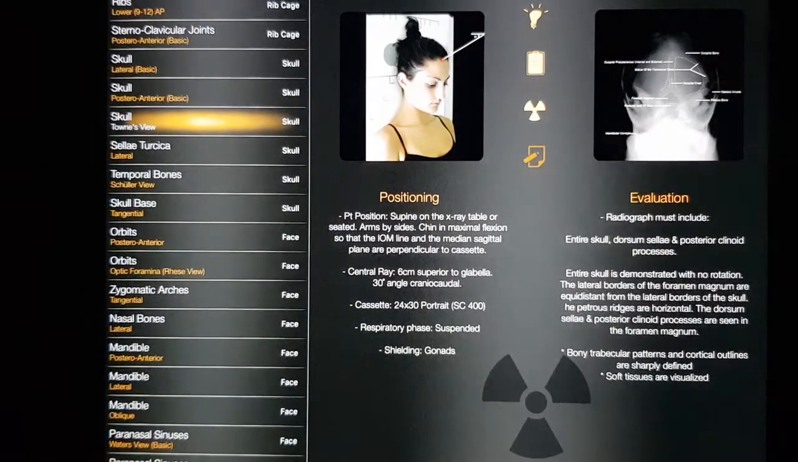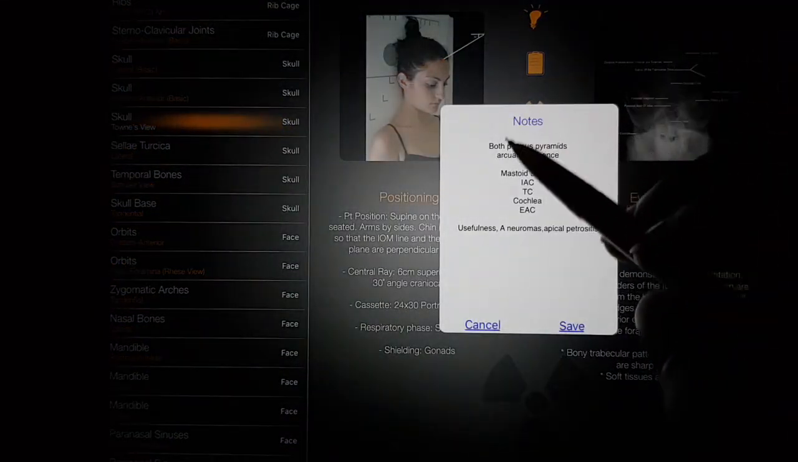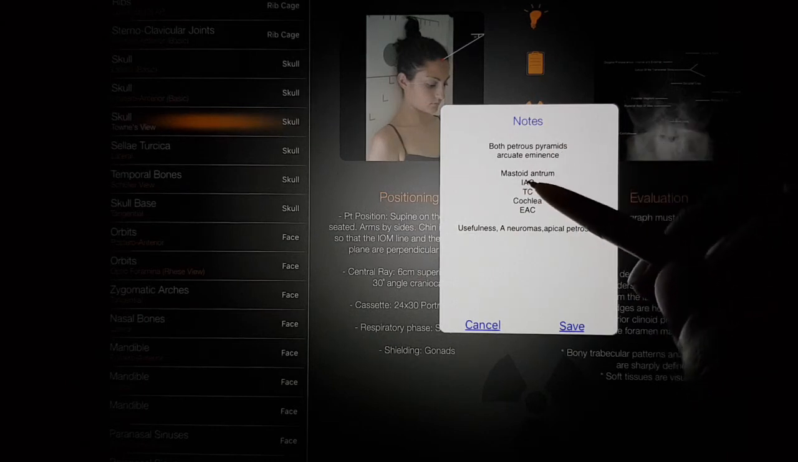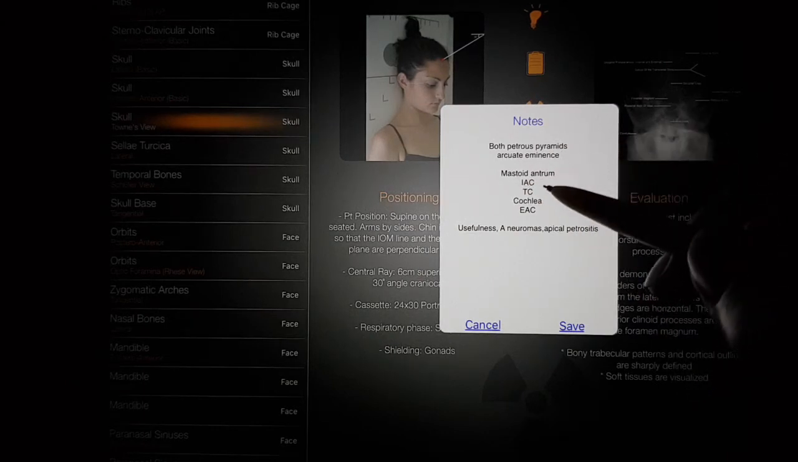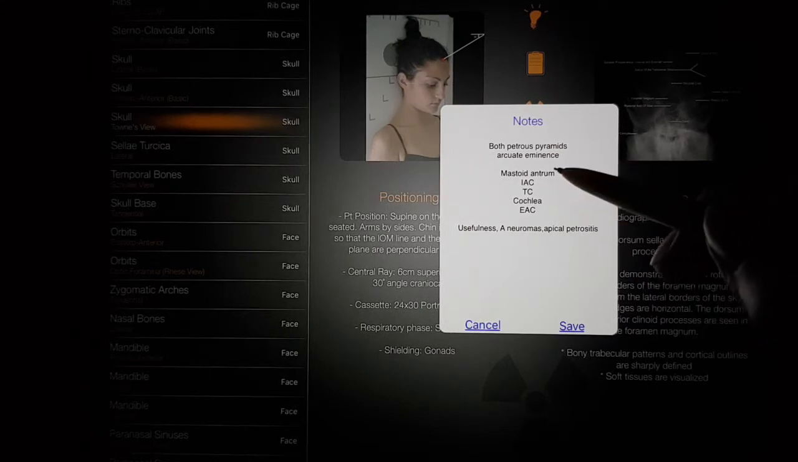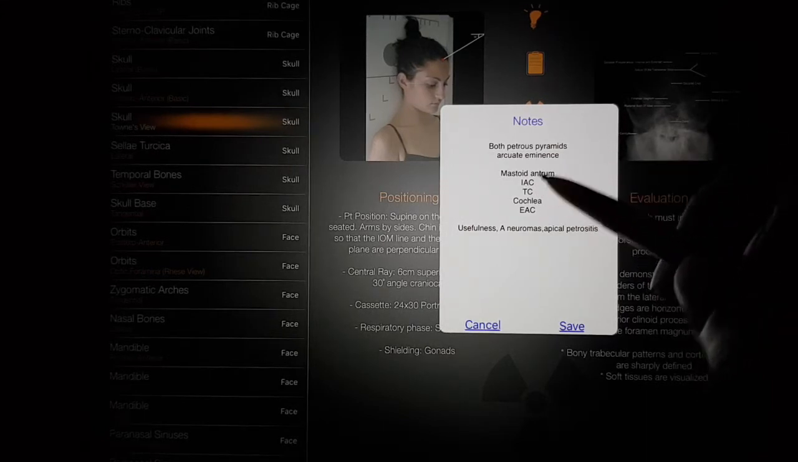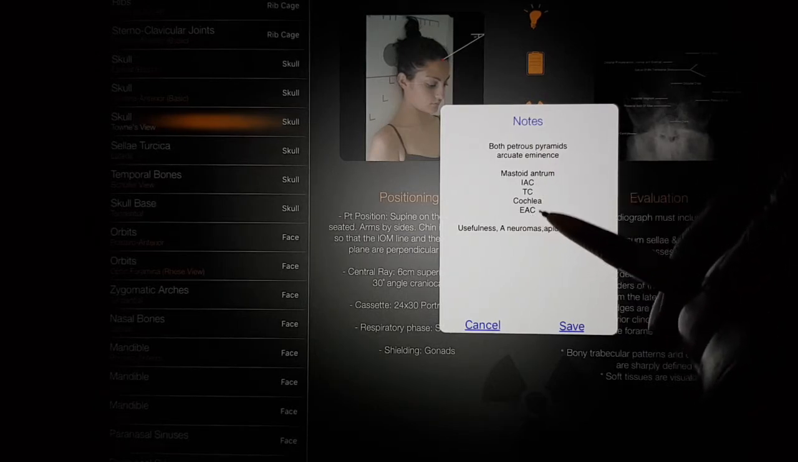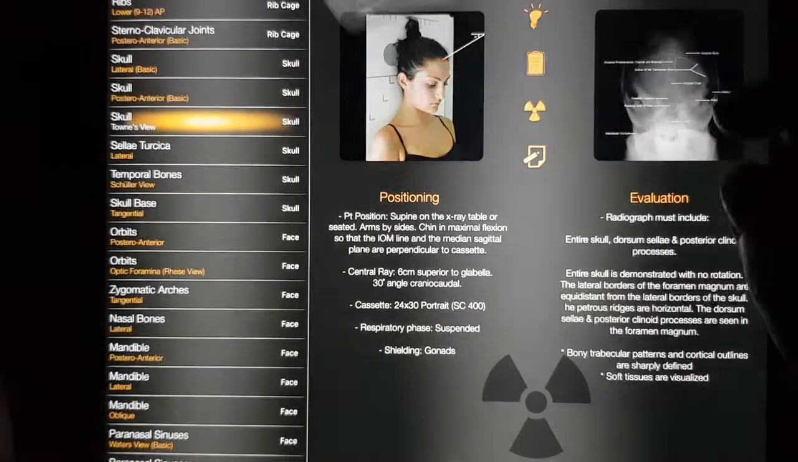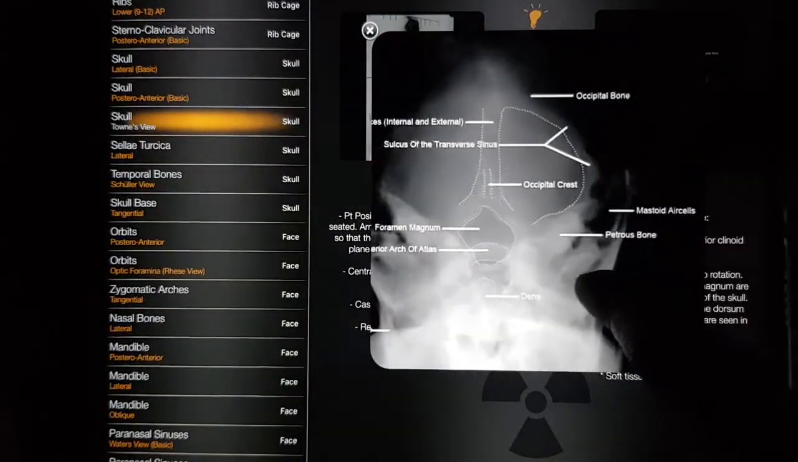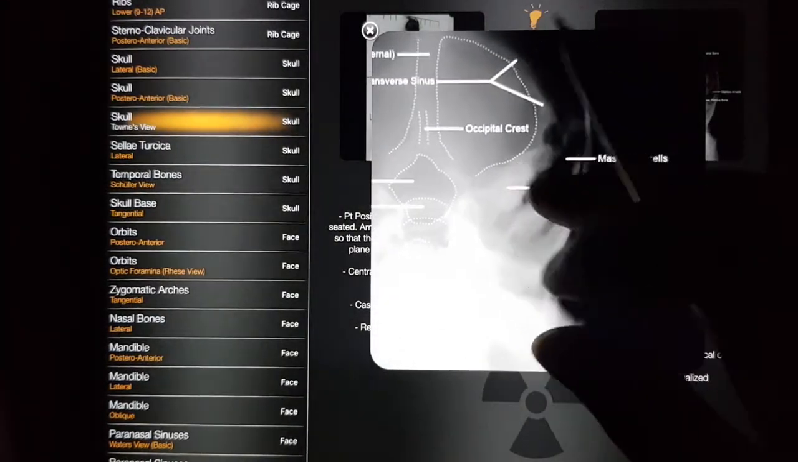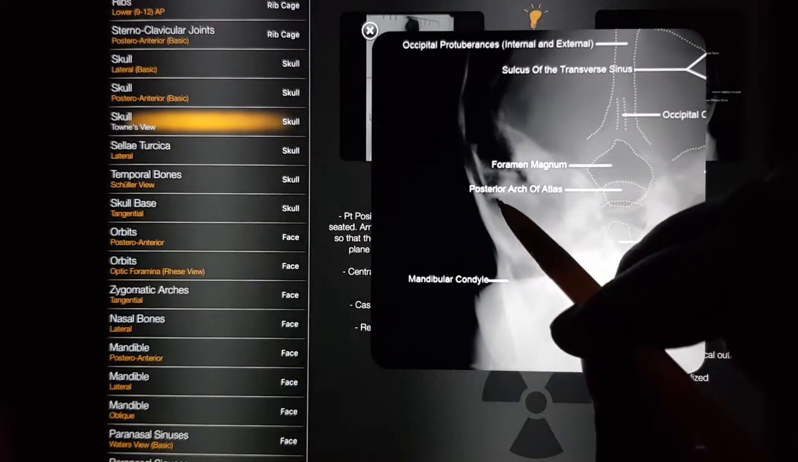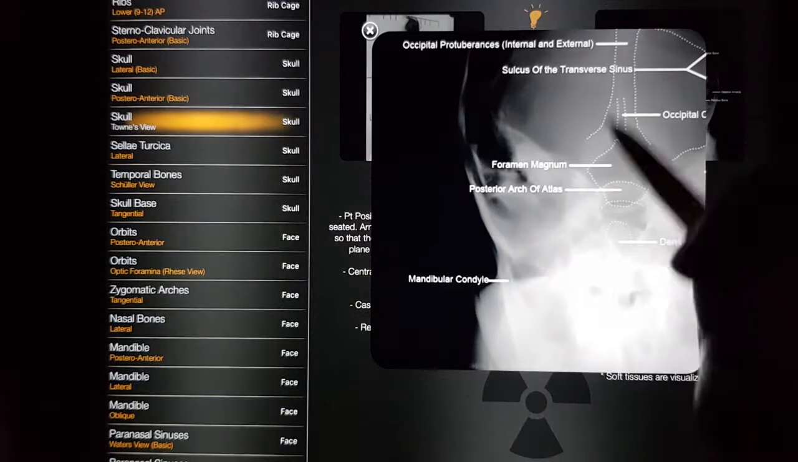Now let us see some notes which I have created already. Both petrous pyramids and arcuate eminences are visible, as are the mastoid antrum and the IAC, that is the internal auditory canal. That is why it is helpful for acoustic neuroma, which is the tumor of the vestibulocochlear nerve. The tympanic cavity, cochlea, and external auditory canal are visible. Again, these are the mastoid air cells, this is the mandibular condyle, and just above it we have the external auditory meatus.